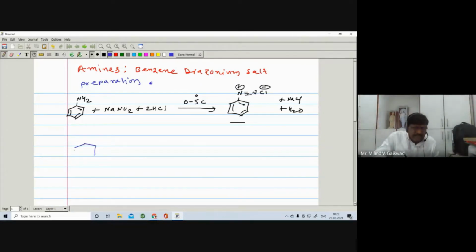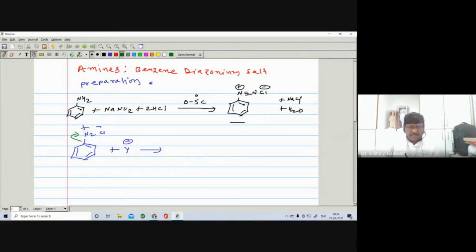here is a benzene diazonium salt, with pi bonds, and here is N2 plus and Cl minus. So it reacts with nucleophile Y minus. The pi bond opens on the nitrogen, there is a neutralization of the positive charge, carbon becomes positive and this Y negative will attack on this C positive. So you are getting the corresponding compound where the nucleophile attacks the benzene nucleus.